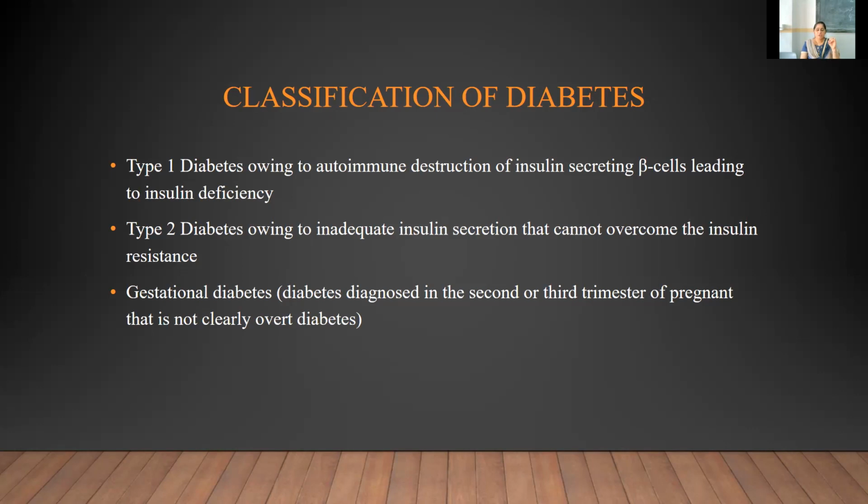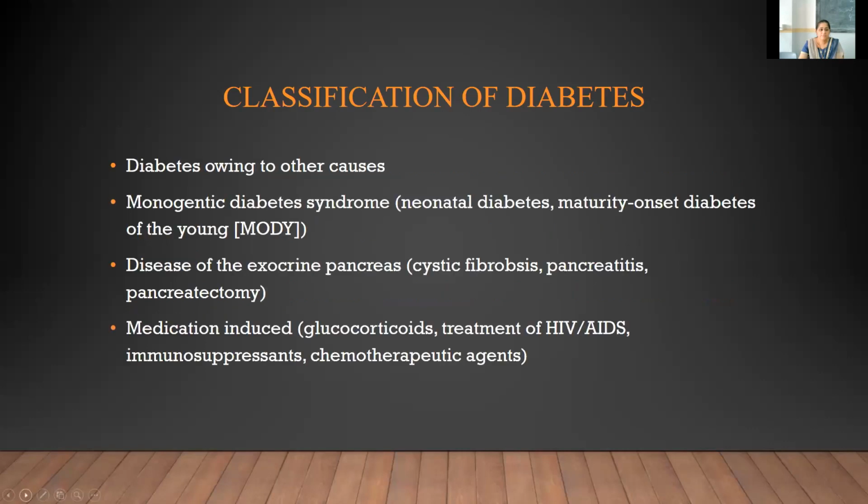Next is what is called gestational diabetes. That is diabetes which is diagnosed in the second or third trimester of the pregnancy. That is not clearly overt diabetes. So this is not very complicated, the gestational diabetes.